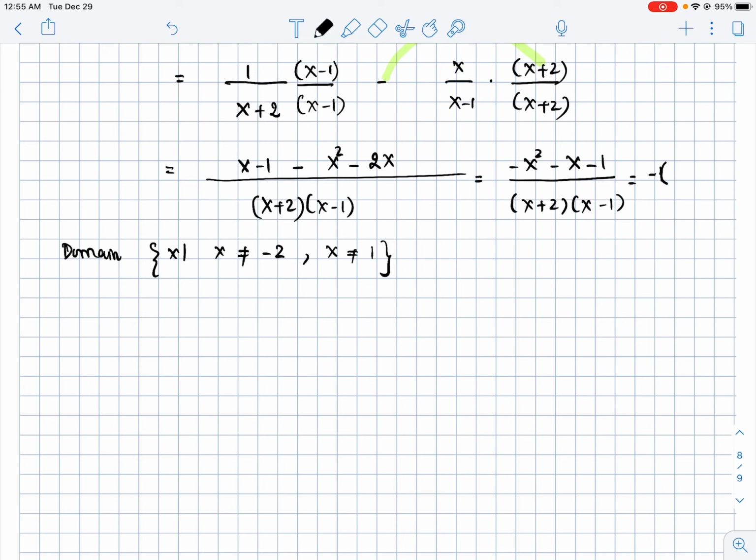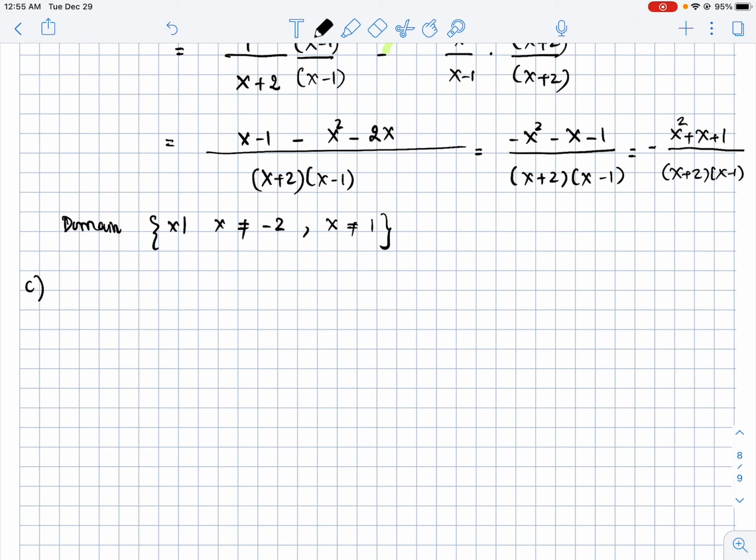Right here you can factor out a negative 1. And then we put the minus in the middle, so you get x squared plus x plus 1 over x plus 2, x minus 1. But then we cannot do anything more.